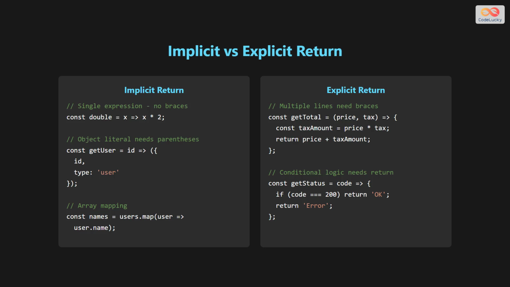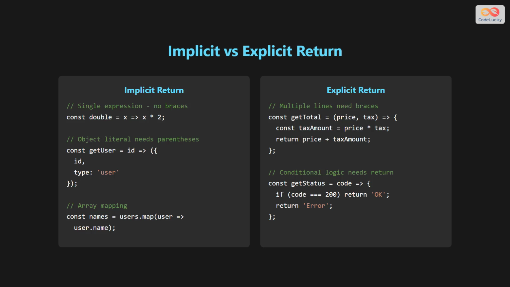Here is an example. The double function returns x multiplied by 2 implicitly. The getUser function returns an object, where we have enclosed the object in parentheses. Array mapping is another great use case for implicit returns.